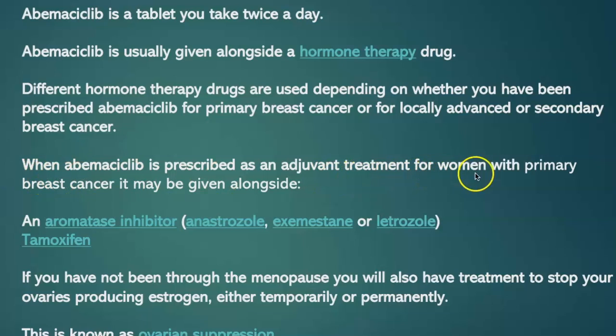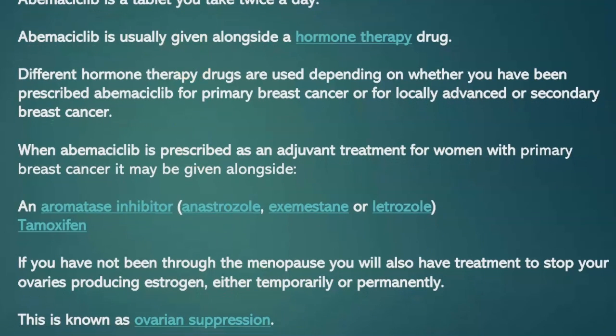Some women with primary breast cancer will be given these drugs along with the aromatase inhibitors that we talked about in talk number 1. If you have not been through menopause, you will also have a treatment involving ovarian suppression in order to enhance the effect of these drugs. And again, that I talked about in the previous talk.